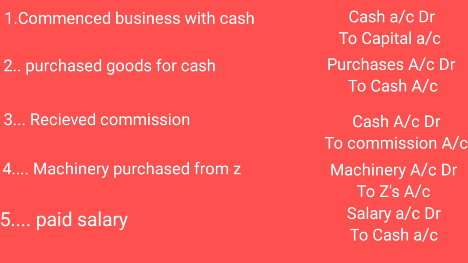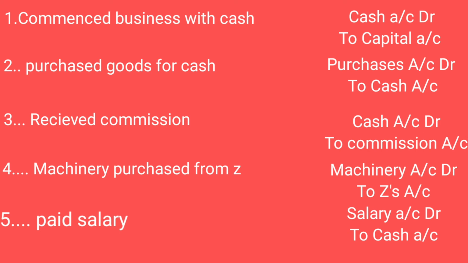Today we have discussed five transactions and how to pass journal entries, the easy method. So let us see what the journal entries are one by one. Commenced business with rupees 1 lakh. Journal entry, cash account debtor to capital account. Second one, purchased goods for cash. Journal entry, purchases account debtor to cash account.